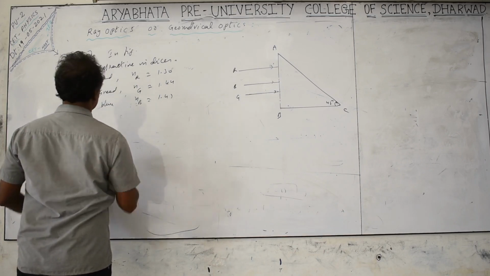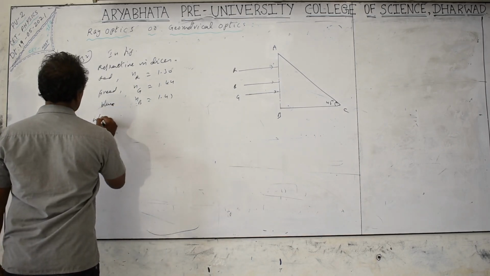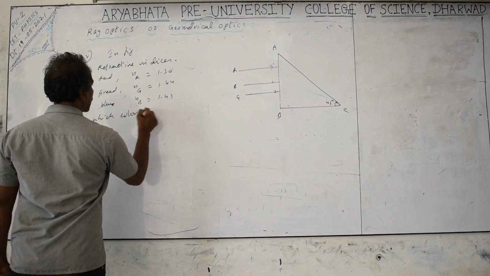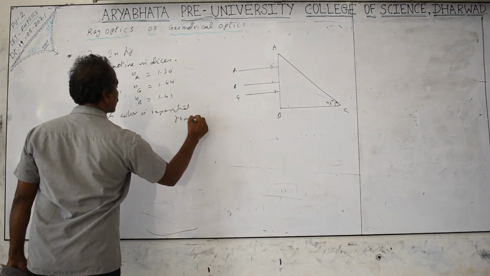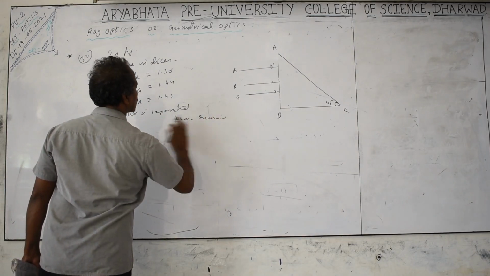Which color is separated from the remaining colors?